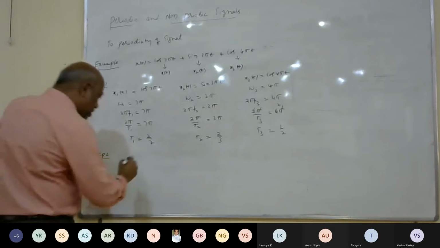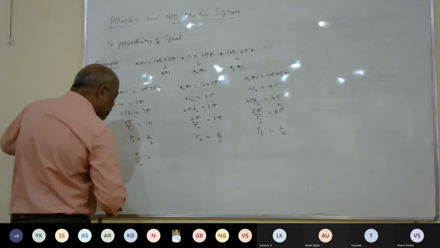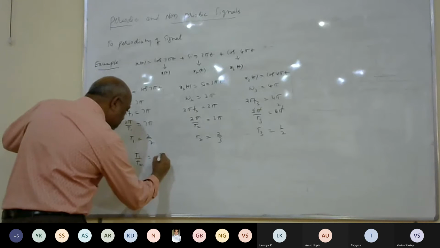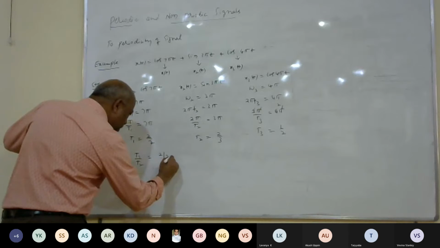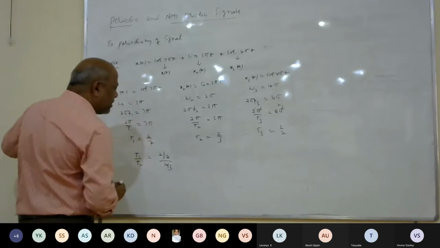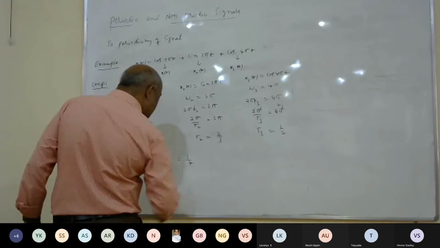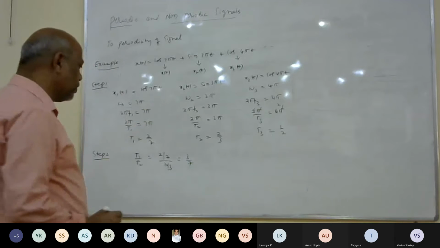Find the ratios. The ratios are, first, T1 by T2. T1 is 2 by 7 and T2 is 2 by 3. The answer will become 3 by 7.